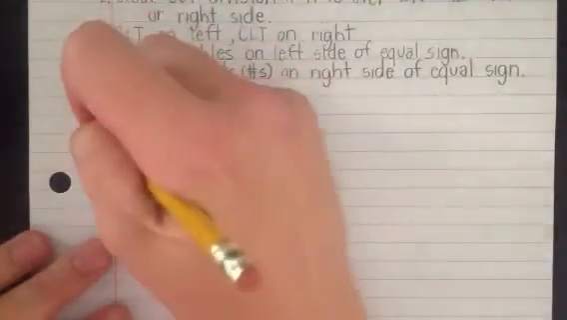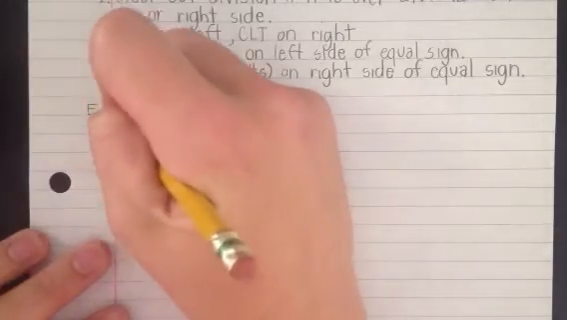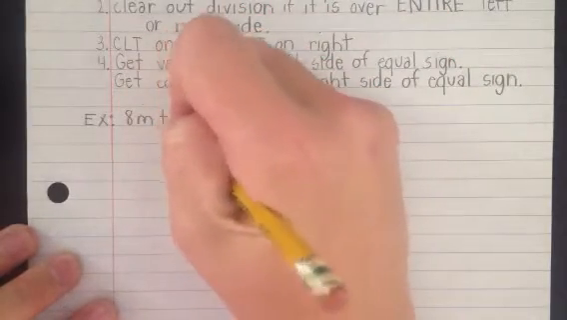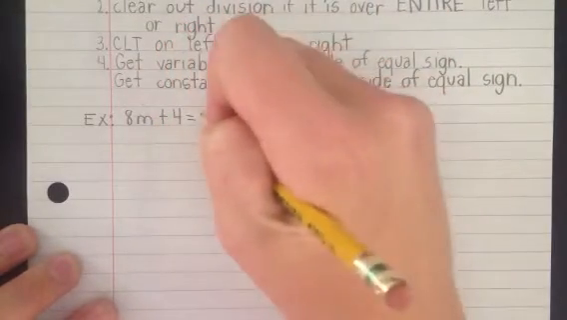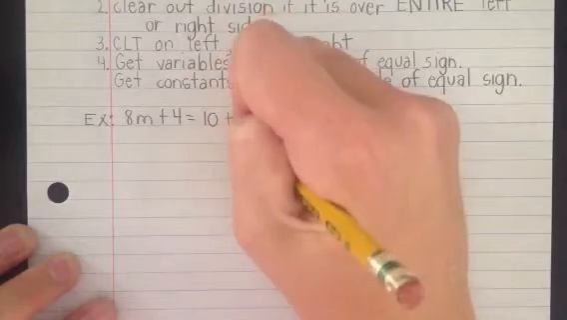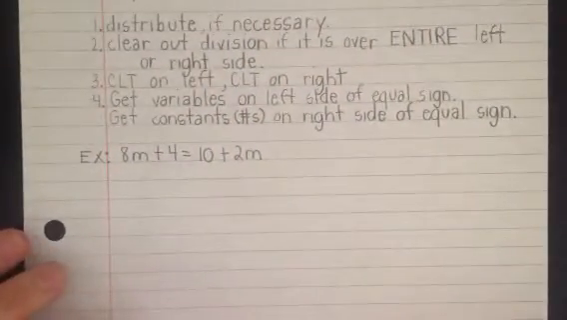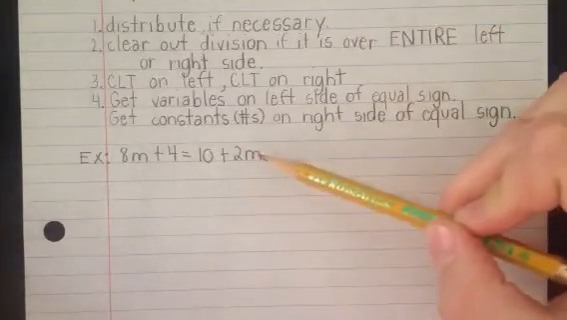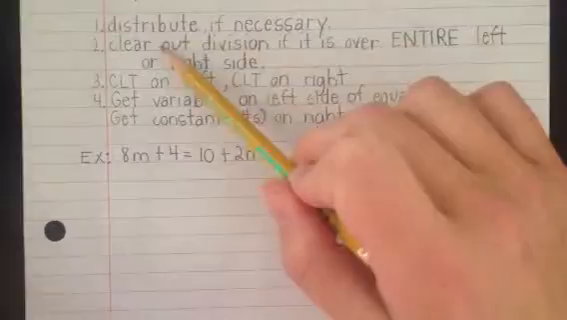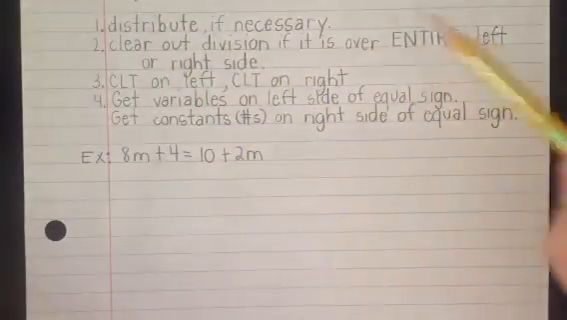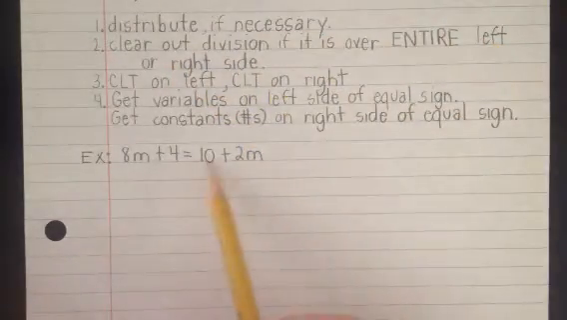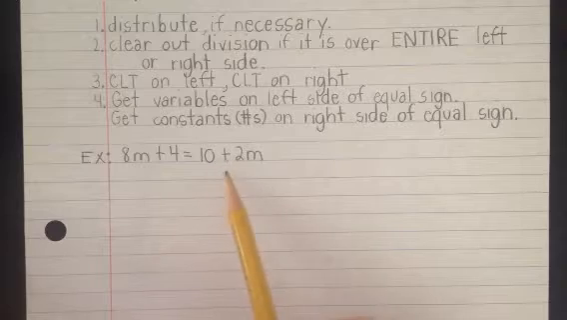Let's look at our first example. So example number 1, 8m plus 4 equals 10 plus 2m. Okay, let's go through our steps and see if we need to do any of these things. Number 1 says distribute. Well, there's no parentheses, so we don't need to do that. Clear out division if it's over the entire left or right side. We have no division going on, so we don't need to clear that out.